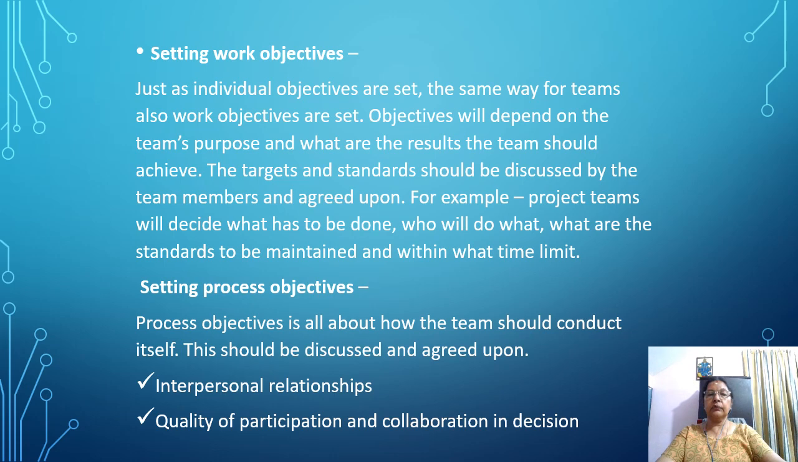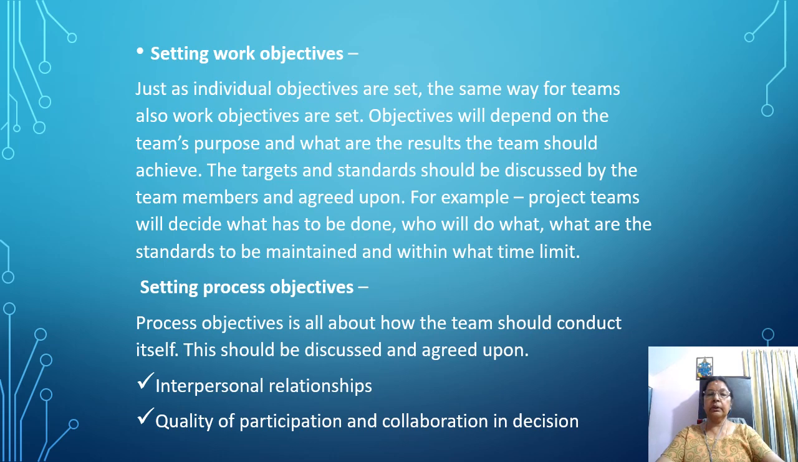Work objectives come first. What is the team's purpose? What are the results the team has to achieve? Based on that, the work objectives of the team have to be decided. And what are the targets? What are the standards the team members should follow? That has to be discussed and agreed upon by the team members. For example, in project teams, they have to decide what has to be done, who will do that, what are the standards to be followed, and what is the time limit they have.